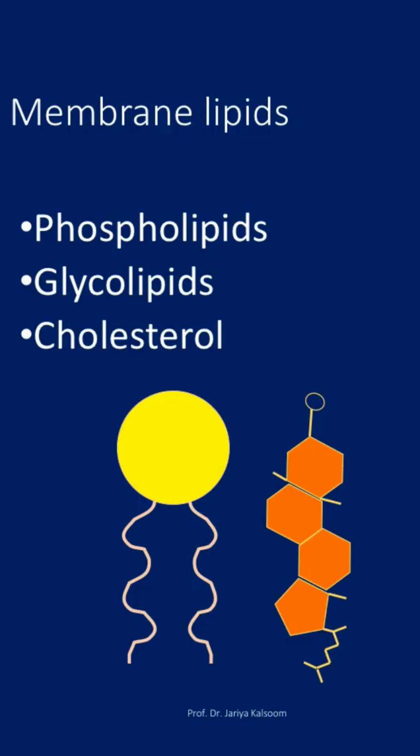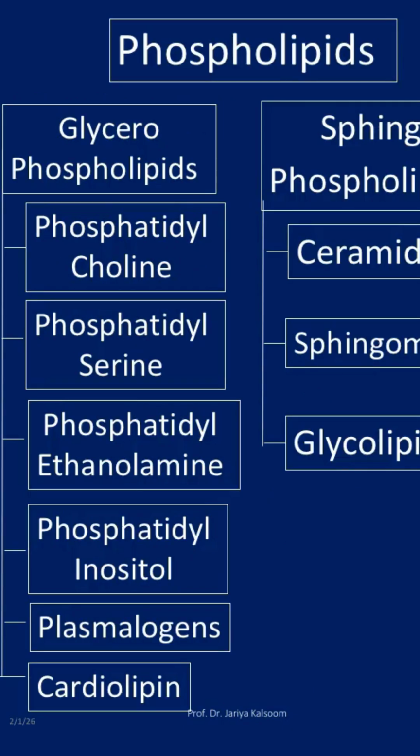Now, phospholipids are classified based on the alcohol present. So we divide them into two big groups, glycerophospholipids and sphingophospholipids. Let's start with the glycerophospholipids. These include phosphatidylcholine, phosphatidylethanolamine, phosphatidylserine, phosphatidylinositol, cardiolipin and plasmalogens.